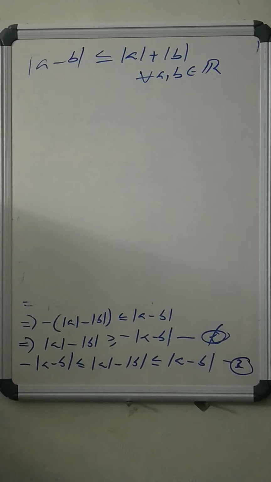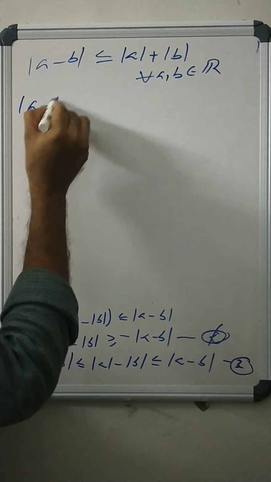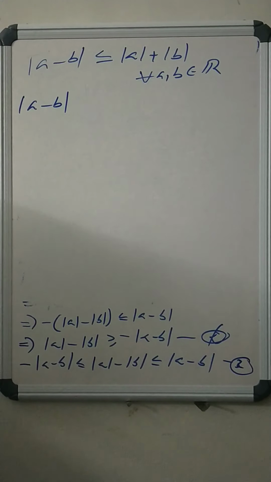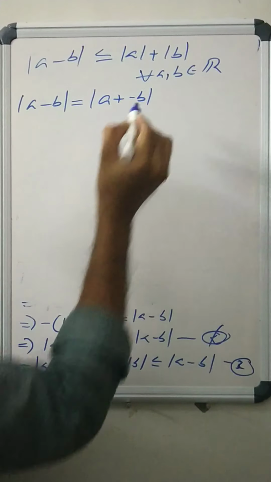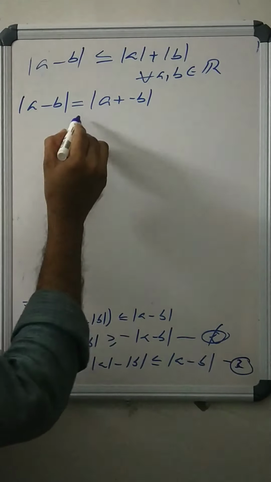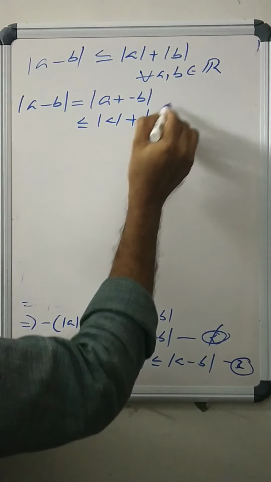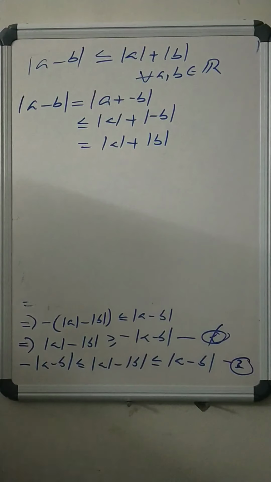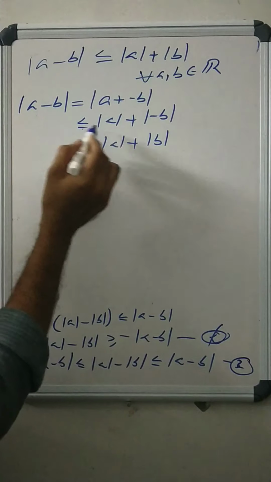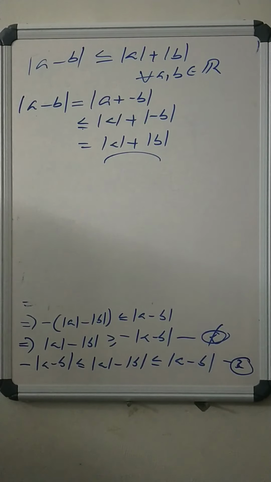So this is immediate. Why? Because what about modulus of a minus b? Modulus of a minus b can be written as modulus of a plus minus b. So by using the triangle inequality, it is mod a plus modulus of minus b, which equals mod a plus mod b. So finally mod a minus b is less than or equal to mod a plus mod b. This is another result.